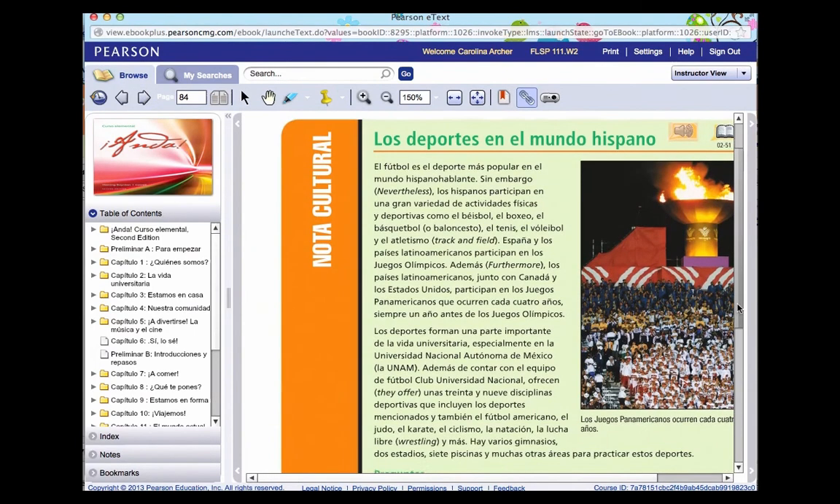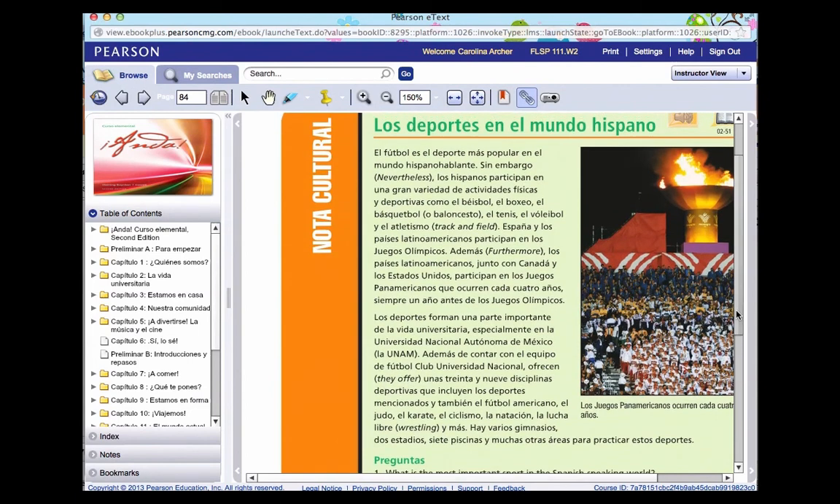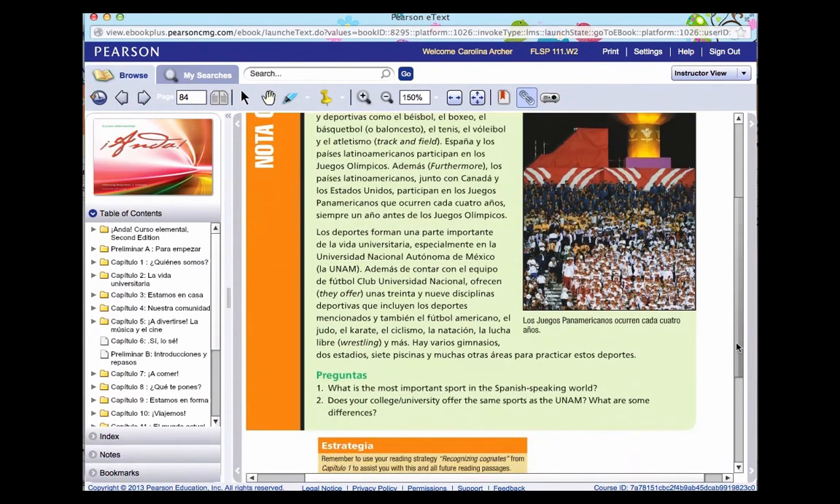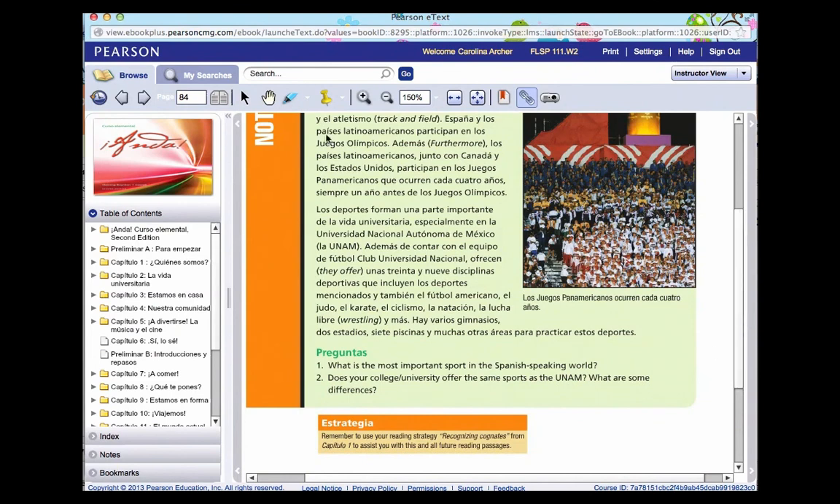You are going to have an activity about sports in the Hispanic world. Los deportes en el mundo hispano. Sports are a very, very big part of life in the Hispanic world, maybe in a little different way than in the United States, but a very big part of people's lives.